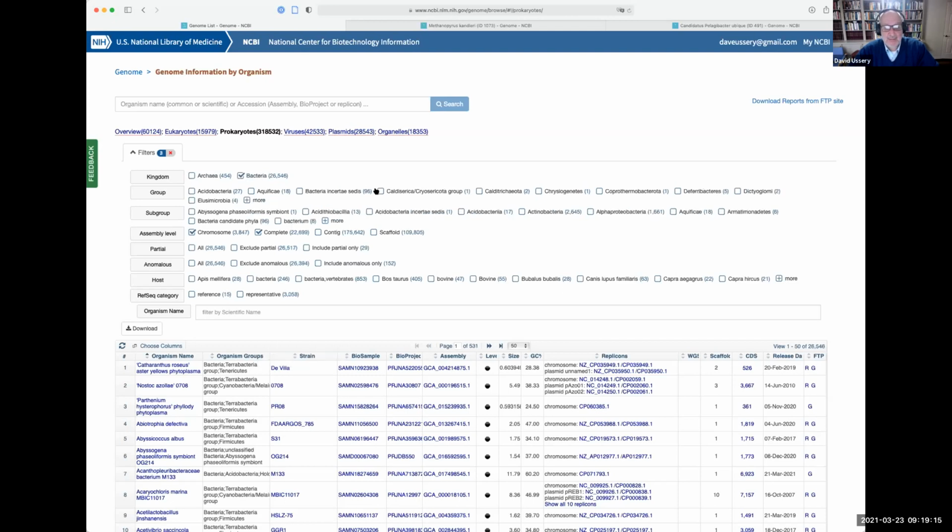here. Yeah, and that's right, because it gives you those numbers there. So there's only 454 archaea that are complete, and there's 26,000 bacteria that are complete.